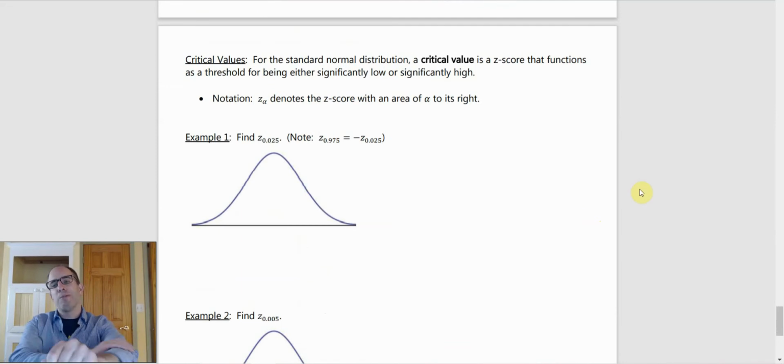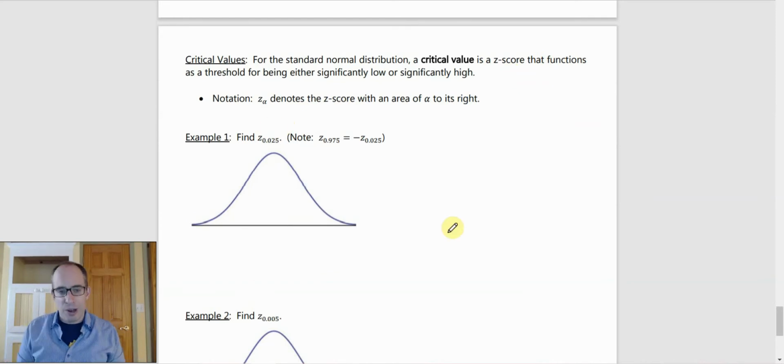This is actually a pretty big deal because a lot of what we're going to do in Chapter 7 runs on this. Because this is a big thing with confidence intervals. So for a standard normal distribution, a critical value is a z-score that functions as a threshold for being significantly low or significantly high. And usually what you're looking for would be things that look like this. And usually what you're going to have in the subscript is a 0.025 or a 0.05 or a 0.01 or a 0.005. So I just put two of the common ones in here.